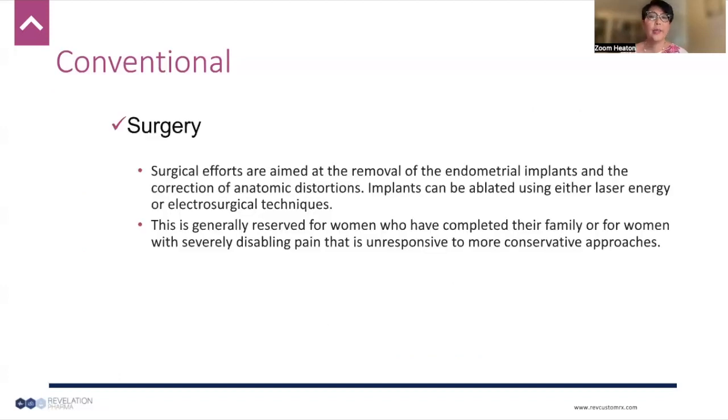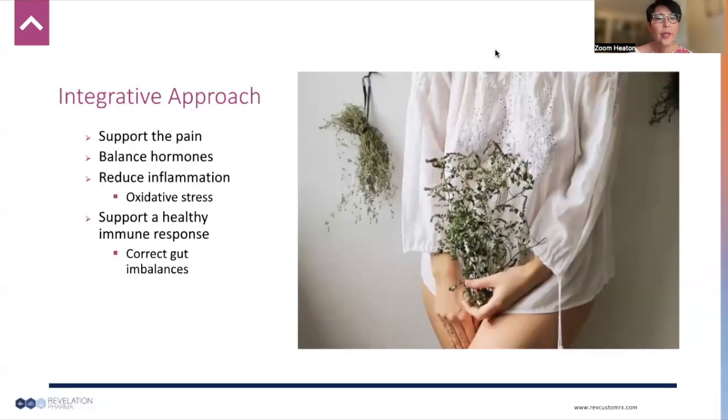And surgery. Surgical efforts are basically aimed at the removal of the endometrial implants and the correction of the anatomic distortions. And the implants can be ablated using either laser energy or electrosurgical techniques. Usually this is reserved for women who have completed their family or for women with severely disabling pain that's unresponsive to more conservative approaches.